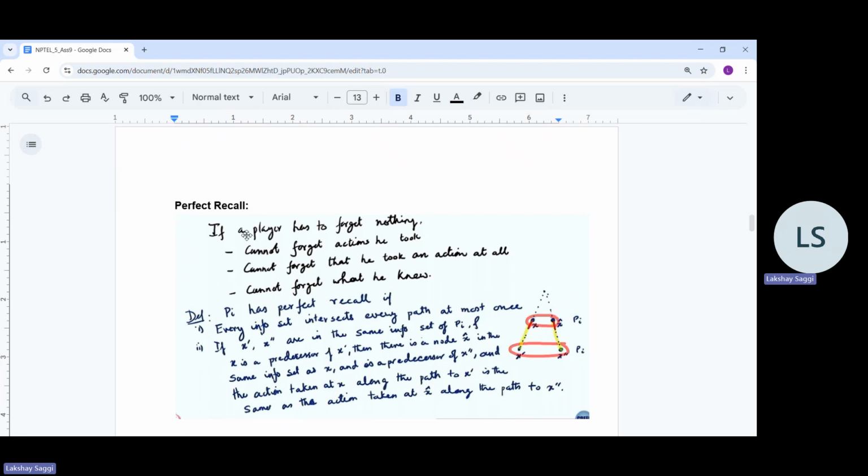So you can categorize forgetfulness like this: what can a player actually forget? A player can forget actions that the player took. A player can forget whether he took an action at all. A player can also forget what he already knew. It might be possible that the player earlier knew something, but in later stages forgot it. And if a player has perfect recall, then it should not forget anything.